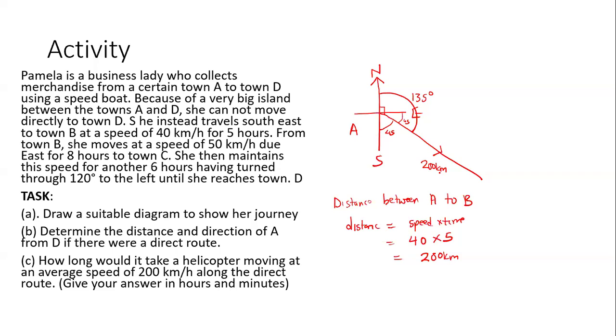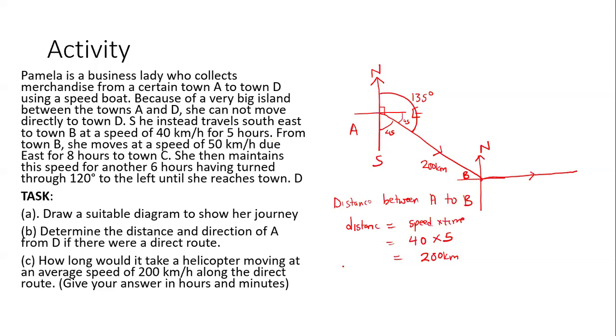Now you are going to come here and draw your compass. This is still the north. Then ask yourself, for 5 hours from town B, she moves at a speed of 50 kilometers per hour due east. Due east means that she's moving east. So when she reaches here, she's going to move like that, east. Remember, this is where our town B is. This is the direction she's going to take.